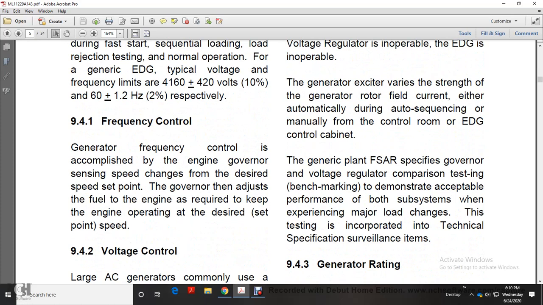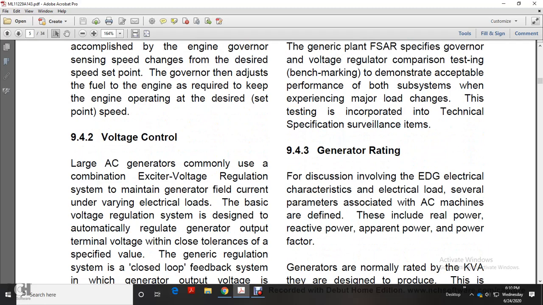9.4.1 Frequency control. Generally, frequency control is accomplished with the engine governor, which senses the speed change from the desired speed set point. The governor adjusts the fuel to the engine as required to keep the engine operating at the desired set point speed.